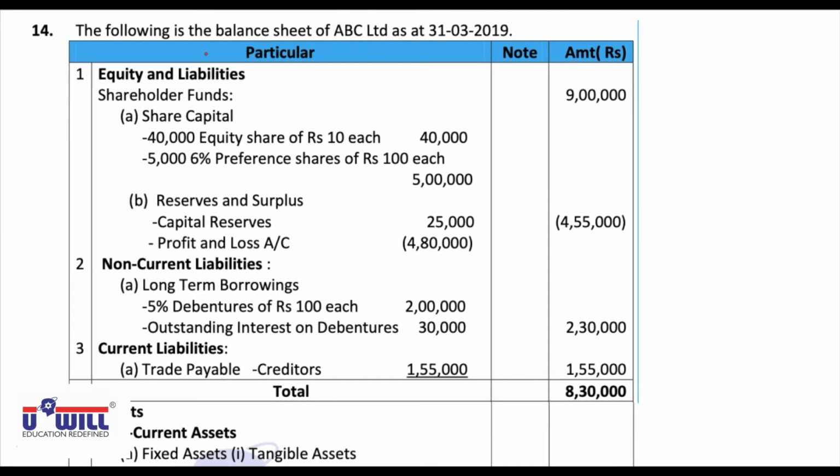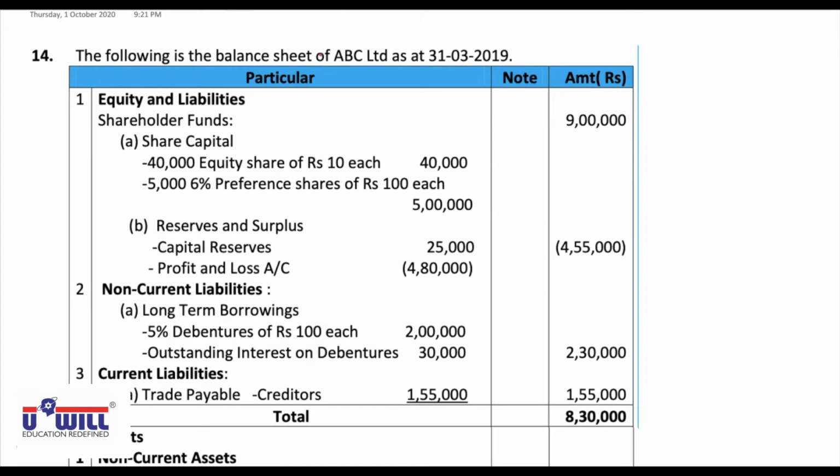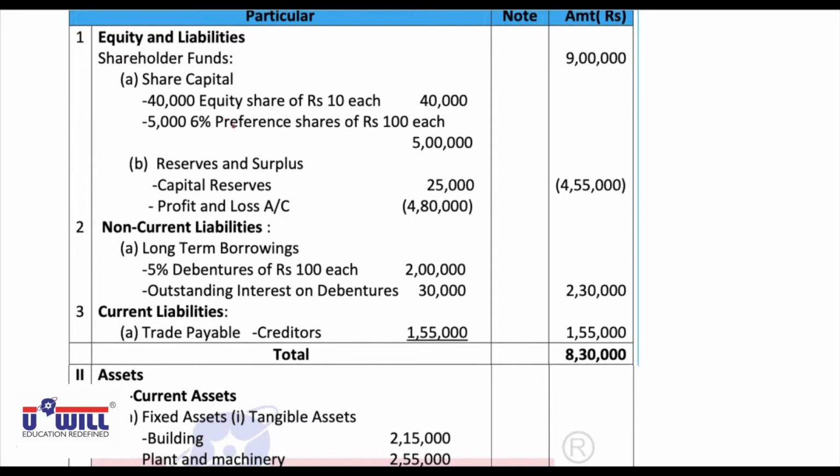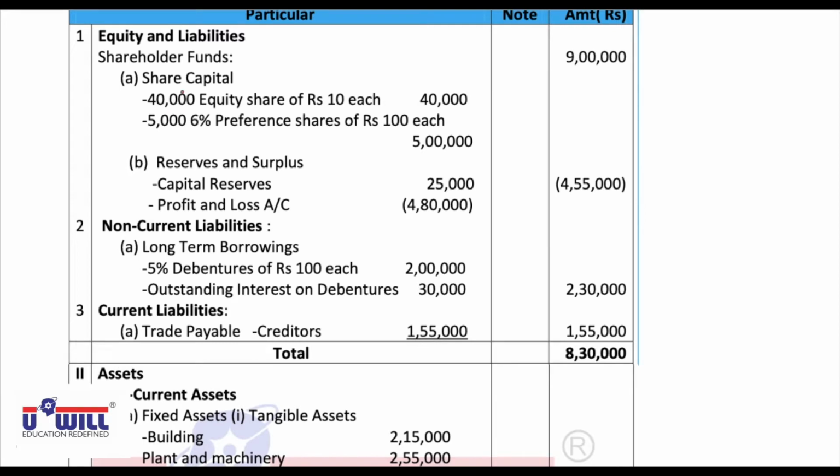Be attentive. The following is the balance sheet of ABC Limited as at 31/3/2019. Equity and liabilities, shareholders' funds, share capital: 40,000 equity shares of 10 each. All of you make it 4 lakhs, add one more zero, 4 lakhs. And 5,000 6% preference shares of 100 each, 5 lakhs. 4 lakhs plus 5 lakhs, 9 lakhs.